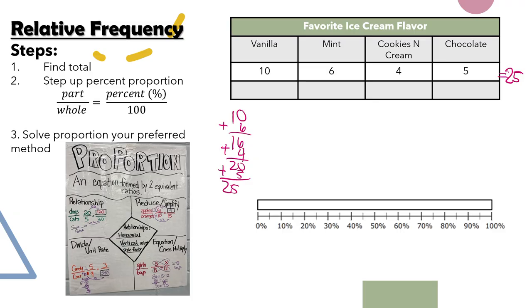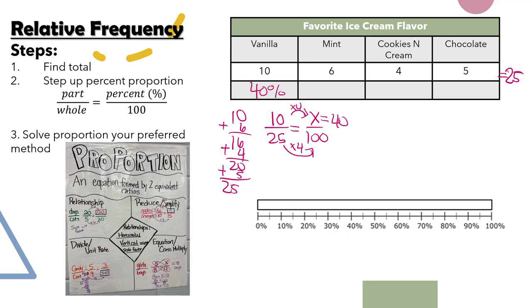Part over whole, percent over 100. So let's do vanilla first. 10 over 25 is equal to x over 100. I see a relationship. I know that 25 times 4 will give me 100. Whatever I do to the bottom, I do to the top. And therefore, vanilla represents 40%. Let's keep going.